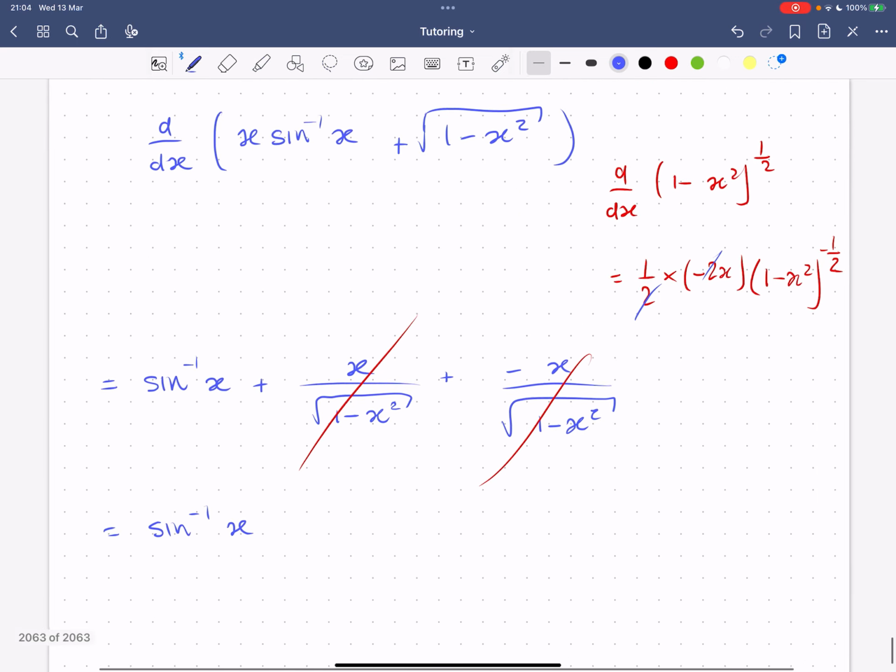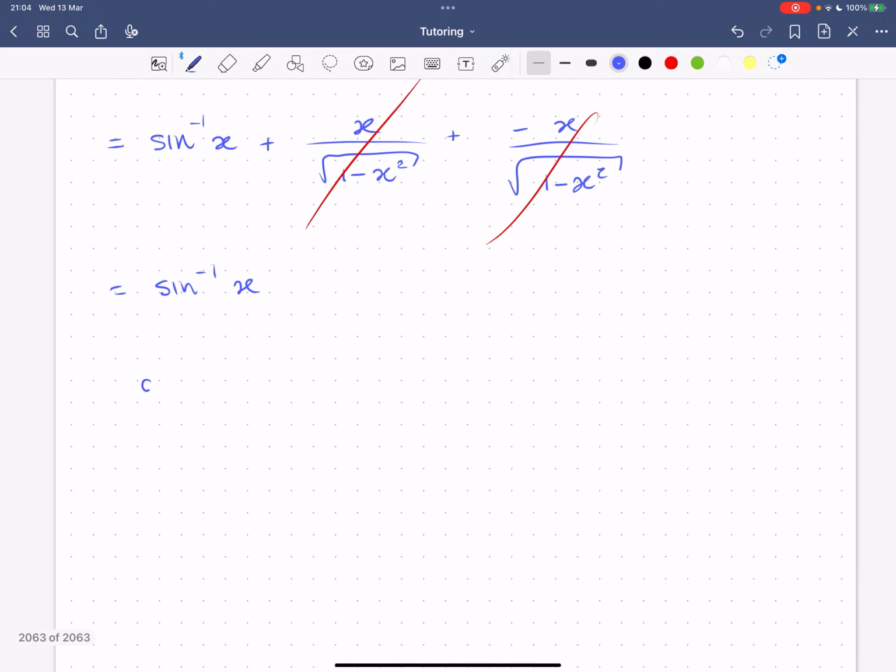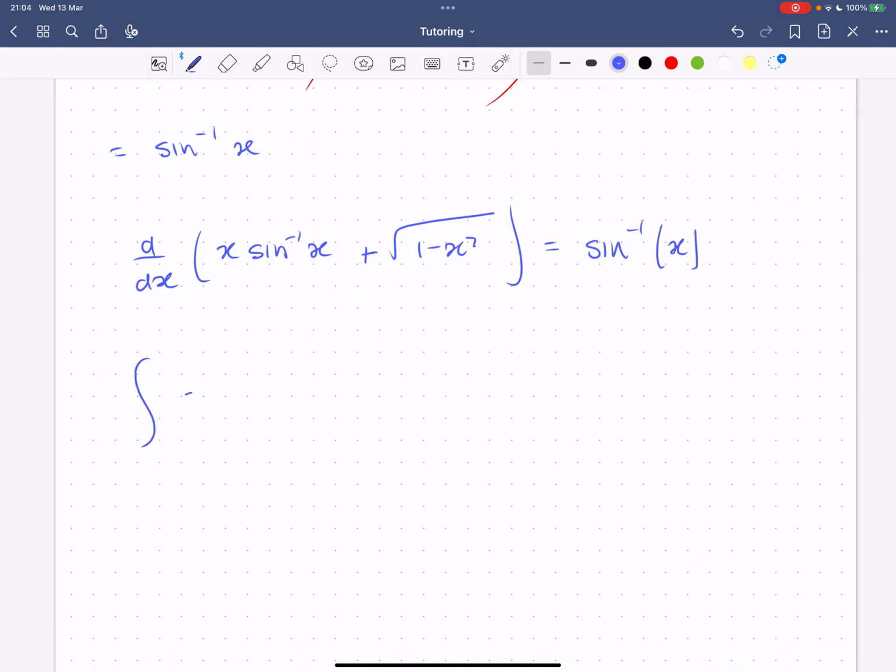So, what that question is telling us is that the differentiation of x sine inverse of x plus 1 minus x squared is equal to sine inverse of x. So if we want to integrate sine inverse of x, well, we know the differentiation of this whole thing is sine inverse of x. So if I integrate, I have to get back to where I started. So this question doesn't require any thinking, the integration. I already know the answer. And that's the answer there.